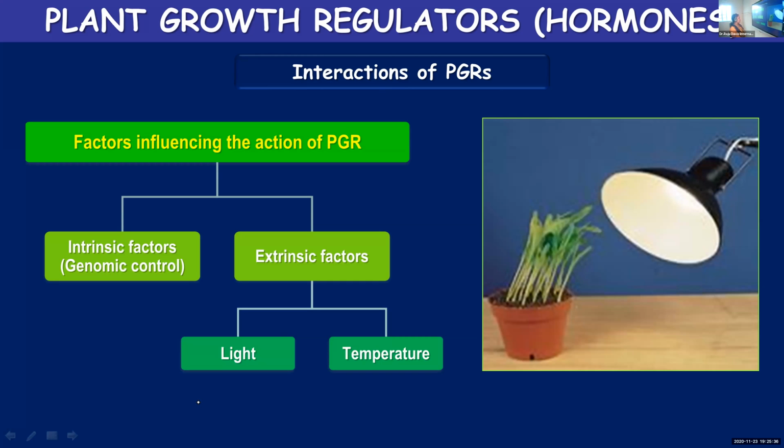Now, interaction of plant growth hormones. There are different factors which influence the plant growth hormones. There are intrinsic factors and extrinsic factors. Intrinsic factors are the genetic factors, the inherent factors which regulate the action of PGR, controlled by the genetic makeup of the plant. Whereas extrinsic factors like light and temperature also play an important role in influencing the action of plant growth hormones. So plant growth hormones are under the influence of extrinsic and intrinsic factors. Intrinsic factors include the genetic factors. Extrinsic are the external factors like light and temperature which influence the action of PGR or plant growth hormones.